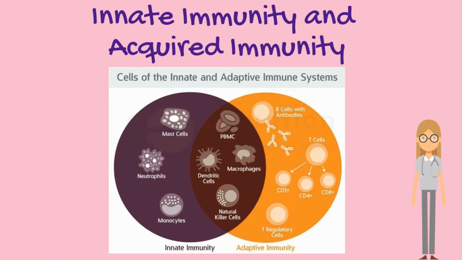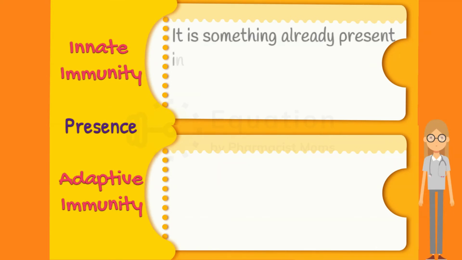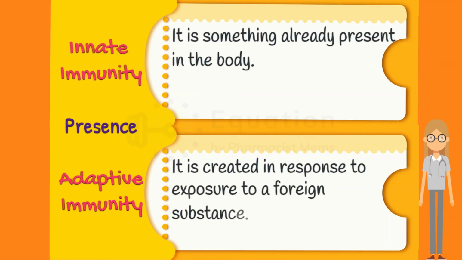Here is a brief difference between innate and acquired immunity cells for better understanding. Let's learn the differences between these two in detail. 1. Innate immunity is something already present in the body, while adaptive immunity is created in response to exposure to a foreign substance.